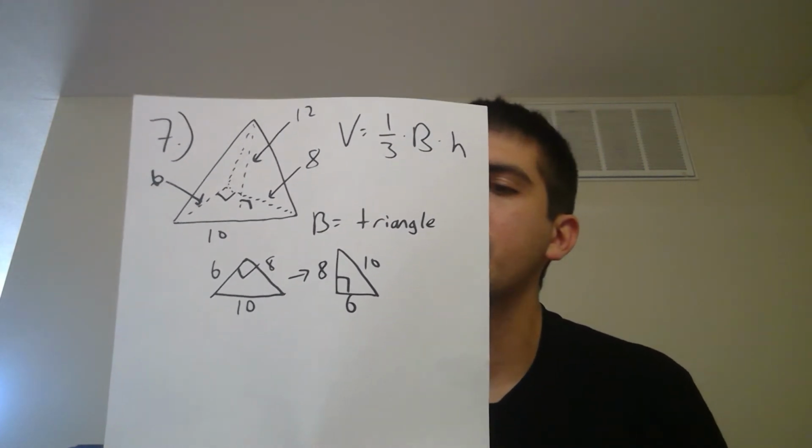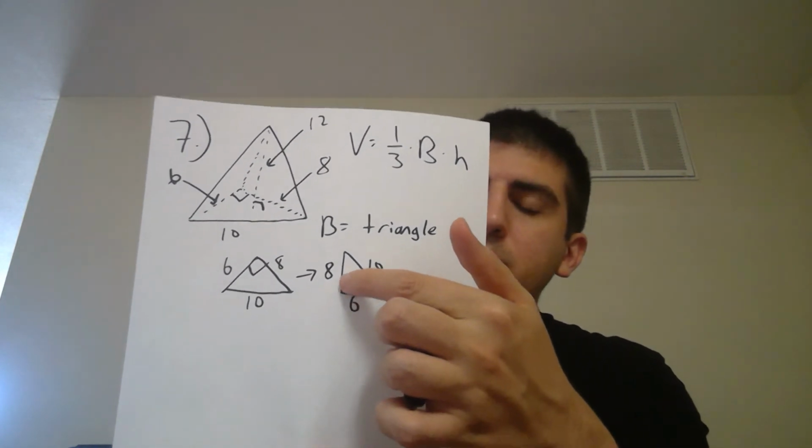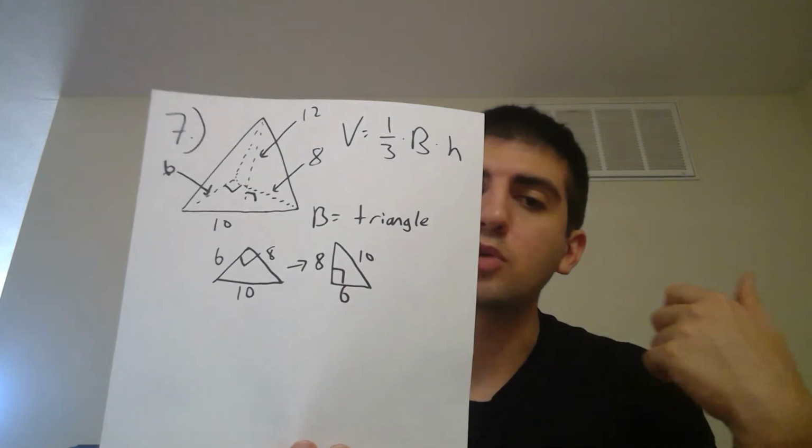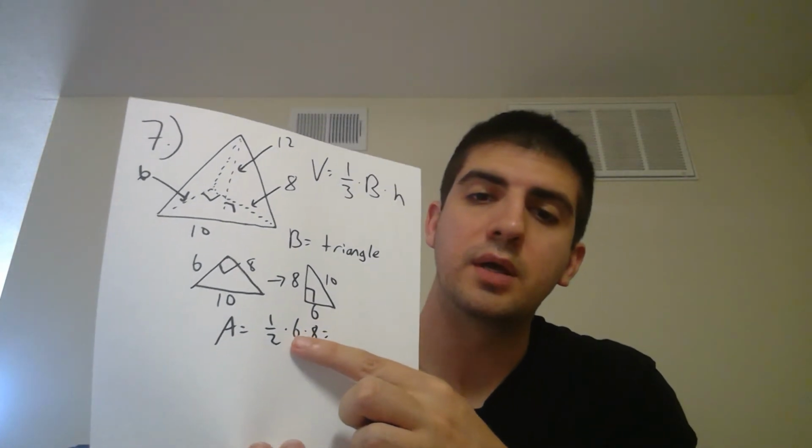This shape is okay because it's clear that the base of the triangle is 6. The height of this triangle is 8. So when trying to find its area, it's 1/2 its base times its height. So 1/2 times 6 times 8. Well, half of 6 is 3, and 3 times 8 is 24.